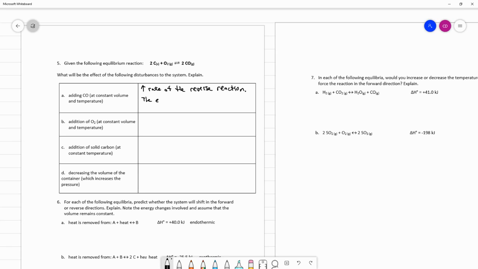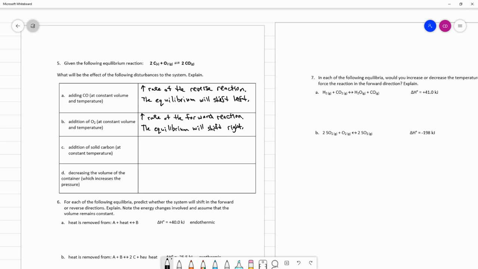and the equilibrium will shift left. Right? It's going to produce more products. It's going to shift left. If we add O2, so what that will do is it will increase the rate of the forward reaction, and the equilibrium will shift right.